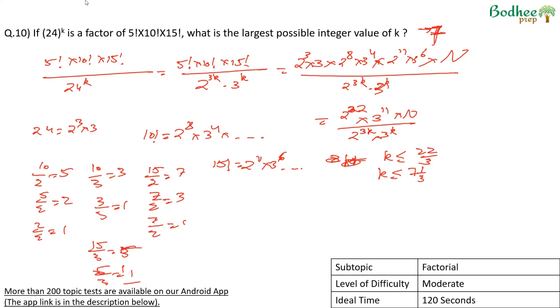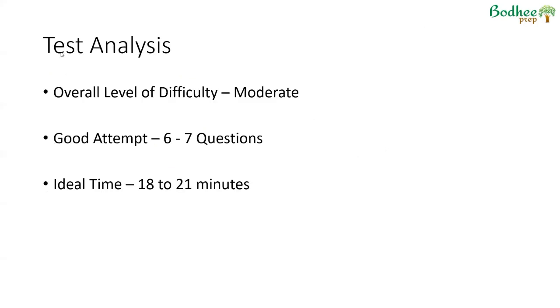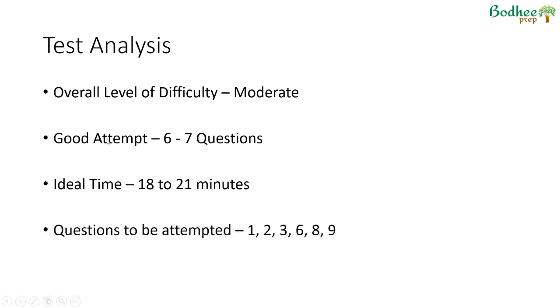So if we look at the overall level of this paper, moderate level of difficulty, 6 to 7 questions, 99 correct, 97 plus, 95 plus percentile, 18 to 20 minutes to attempt the paper. What would be my 6 questions? In this test, the 6 questions that I found to be the easiest were 1, 2, 3, 6, 8, 9. Which are these?